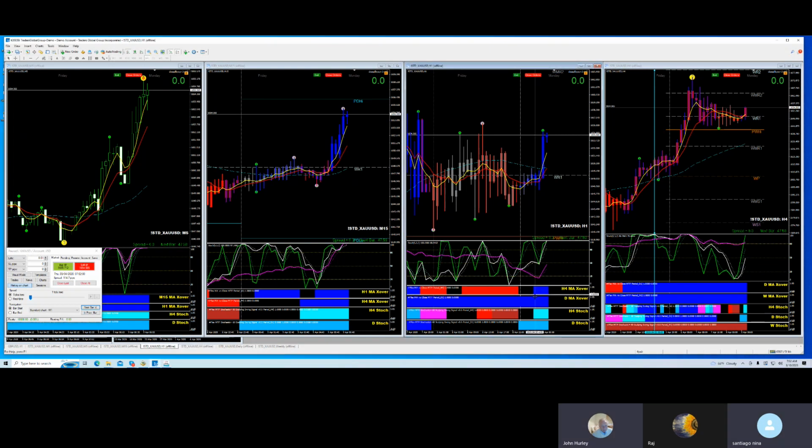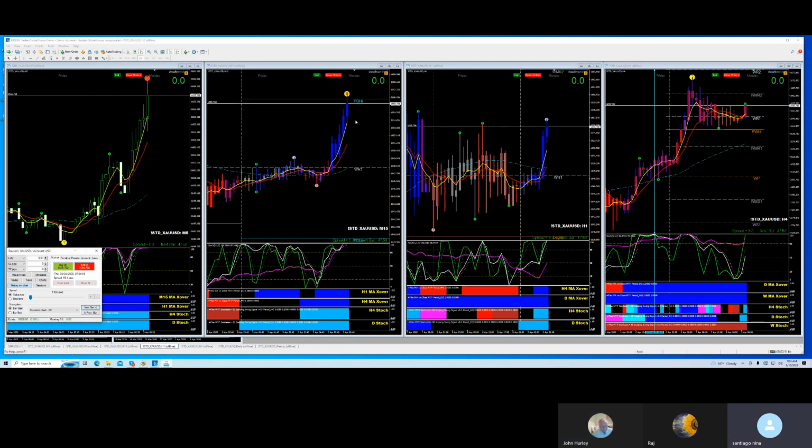See, everything's in the 15 minute. 15 minutes still strong. And right here, it gave you another trade to go long. So there's a lot of strength behind the market. There we go. We hit the previous day high.